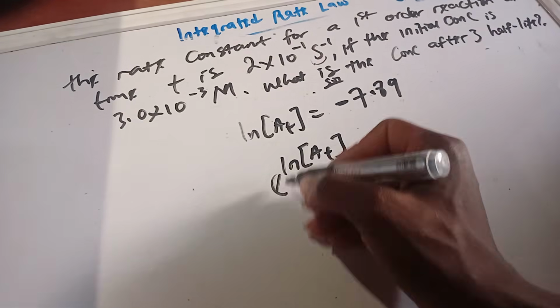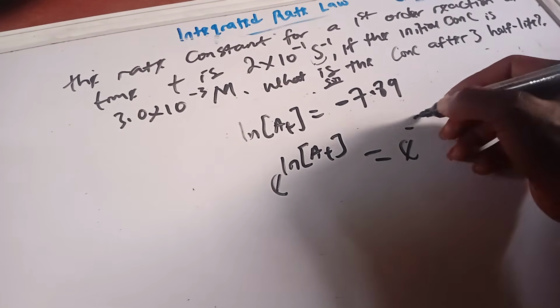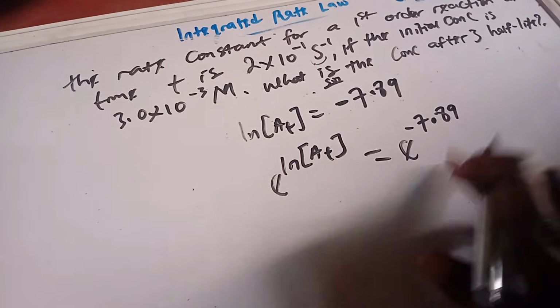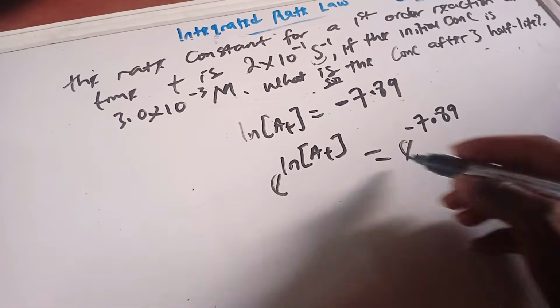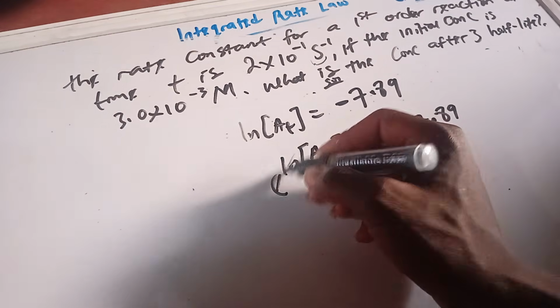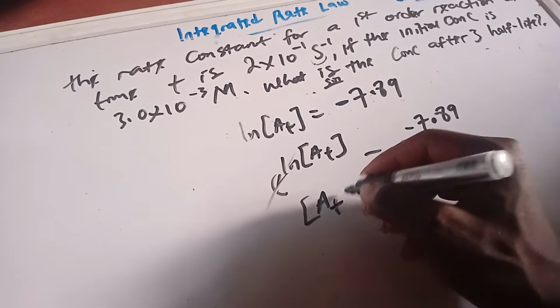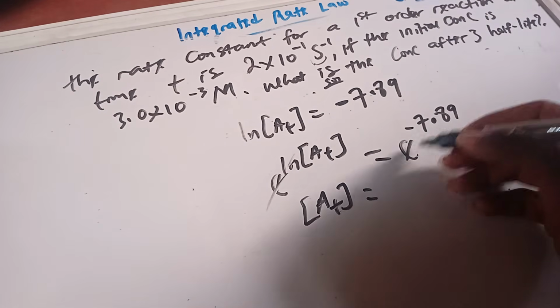Since you say e raised to the power on this side, you must also say e raised to the power on this side so that we do not alter the structure of the question. Since you are taking the exponent of both sides, we have not done anything wrong. What you apply here, we also apply here. So you have At left. Here we are taking the exponent of this.